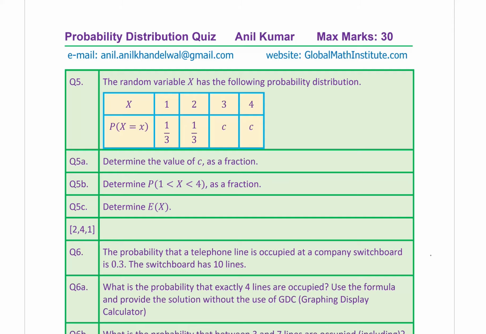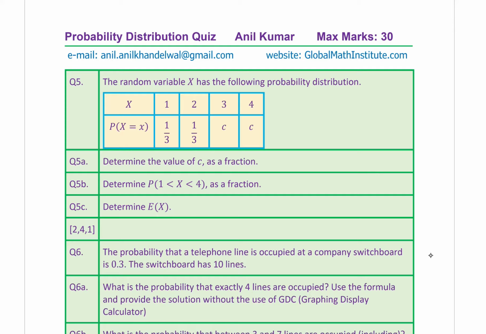Question number 5. The random variable x has the following probability distribution. For x values being 1, 2, 3, and 4, the probability is 1/3, 1/3, C and C. 5a. Determine the value of C as a fraction. 5b. Determine the probability when x is between 1 and 4, both not included, as a fraction. And question number 5c is determine the expected value.